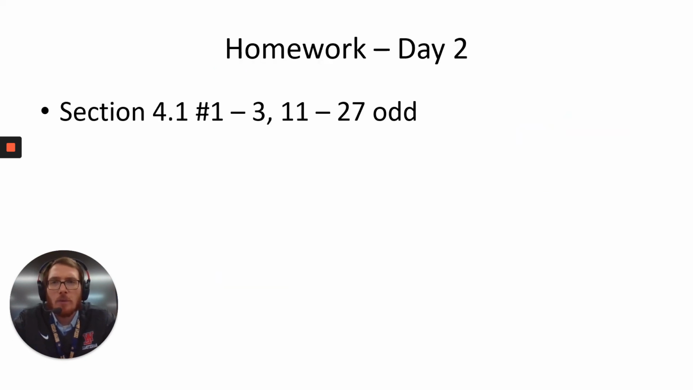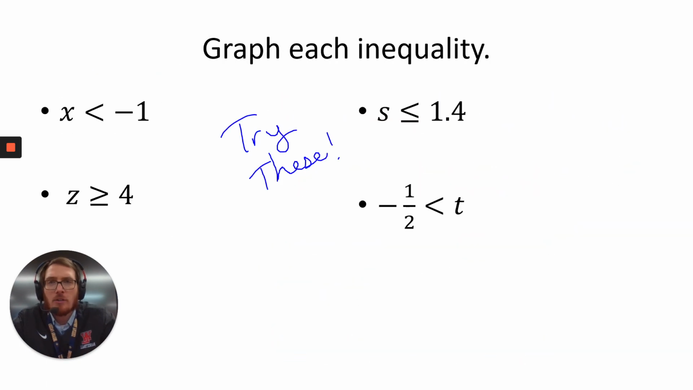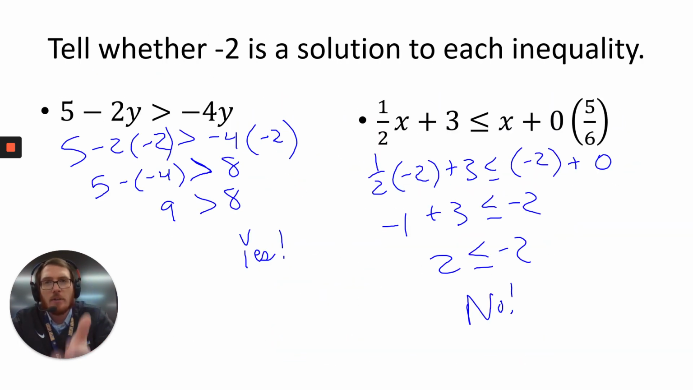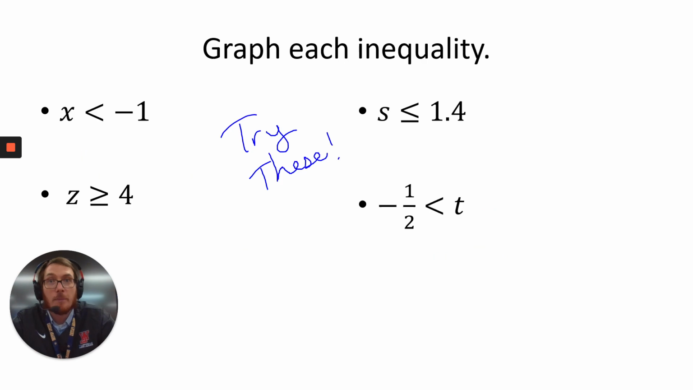Okay, your homework is 1 through 3, that's 1, 2, and 3, and then 11 through 27 odd in section 1.4. Make sure for those sets of questions, is it a solution? Make sure you know what I'm looking for. I want to know whether it's a solution: plug it in, substitute, simplify, yes or no. I'm looking for that idea from your homework.